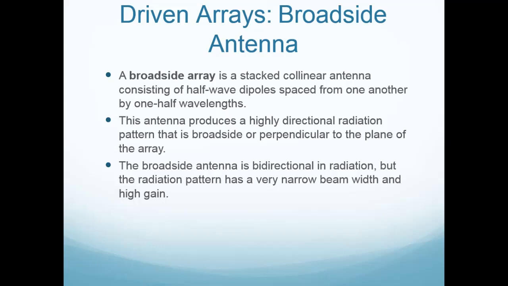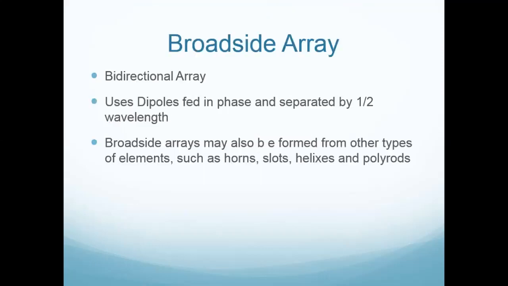Next, the broadside antenna is bidirectional in radiation, but the radiation pattern has very narrow beam width and high gain. That is the great advantage of the broadside antenna array. So the radiation is generated bidirectional. So that will happen in broadside antenna array.